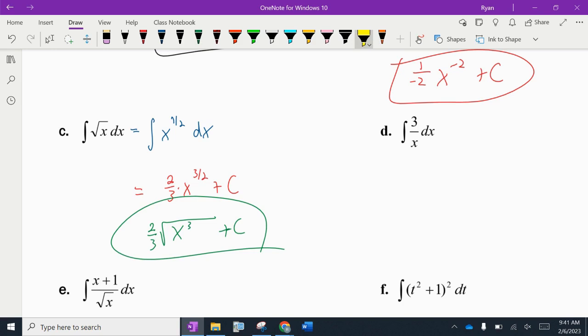Again, if it's my free response, leave it like that. If it's my multiple choice, I'm probably going to go AP style and make you put it back into that radical form, which would be the circled one.